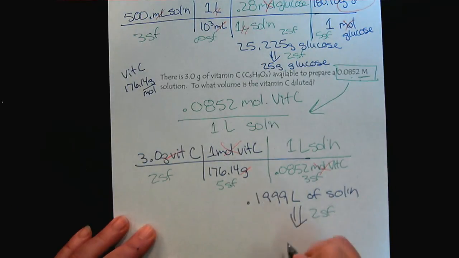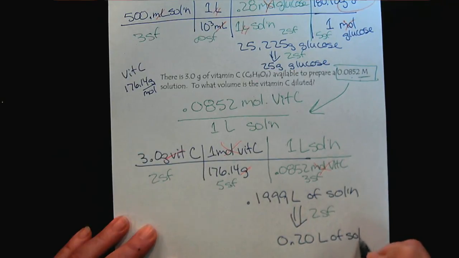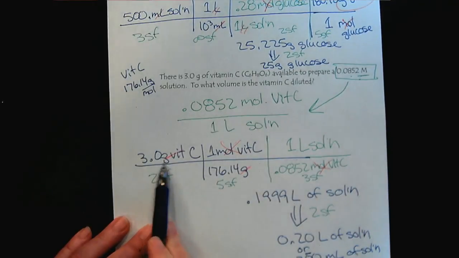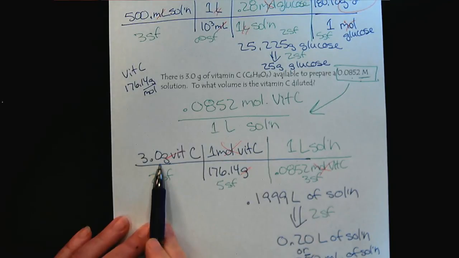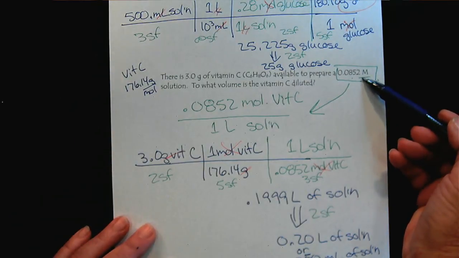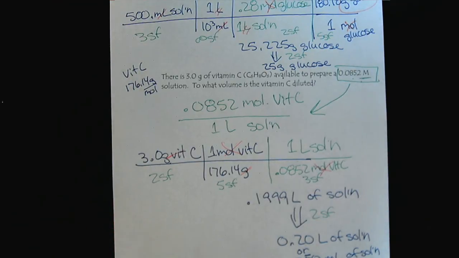So this would round to 0.20 liters of solution. Right? Or 200 milliliters. We'd have to put the over bar. All right, so we would take the 3 grams of vitamin C, and we would add 200 milliliters of water to create the desired concentration.